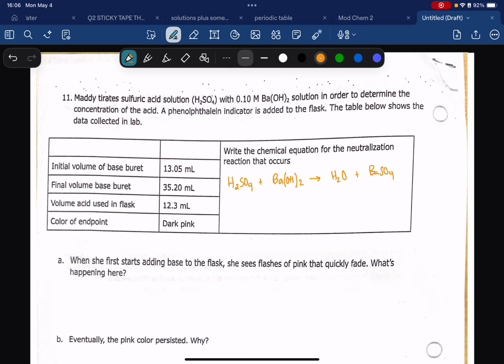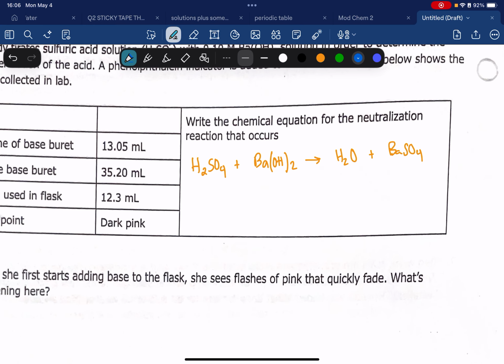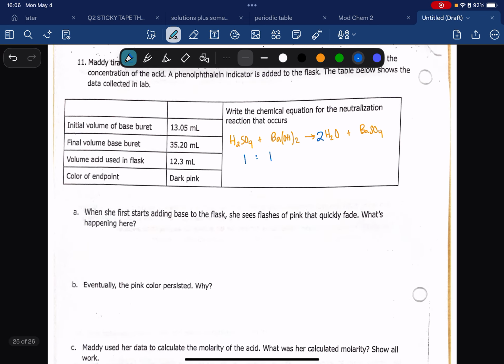By the way, friends, if you're struggling with these neutralization reactions, don't worry. I'm not going to have you write one on the test. You just have to be able to use it for a titration. You need to balance this. I'll pop a 2 right there. And now I think it's balanced. So this is a 1-to-1 mole ratio of acid to base.